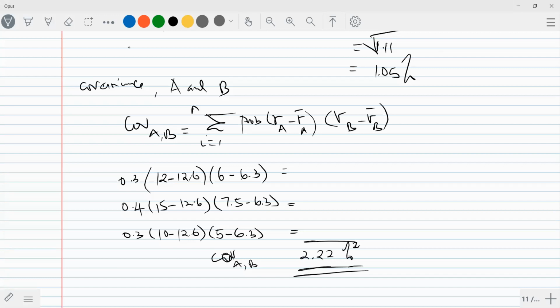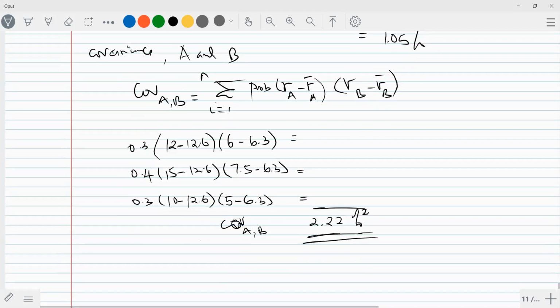So what does it mean? It doesn't give us much information. All we know is that it is positive. If the return for A is increasing, then B is going to be increasing. If the return for A is decreasing, the return for B will be decreasing. But it doesn't tell us much, which is why we determine what is referred to as the coefficient of correlation.